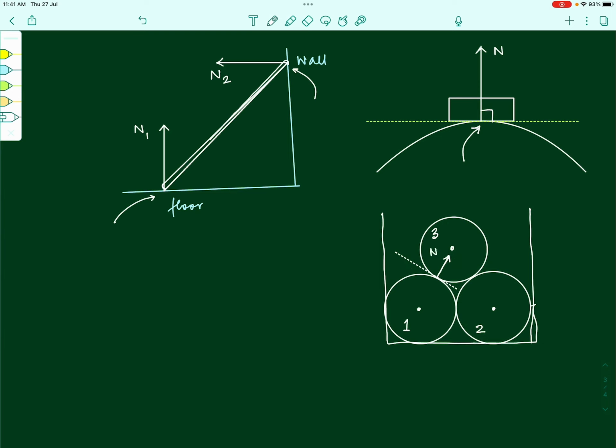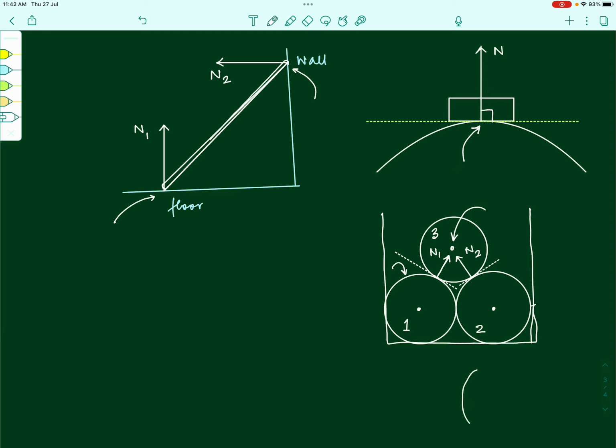Let me write it over here, N1. This surface is exerting this normal reaction. Similarly, can we also find out the force that ball 2 exerts on ball 3 by once again drawing a tangent first at the point of contact and then drawing a normal, perpendicular to that? Call it N2, the force that ball 2 exerts on ball 3. As you look at these two forces, you will observe that both of these forces will tend to pass through the center of this ball. Why is that so?